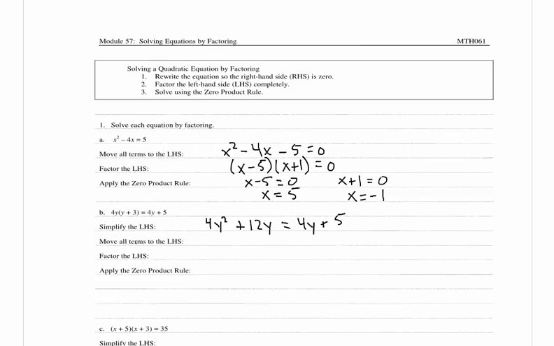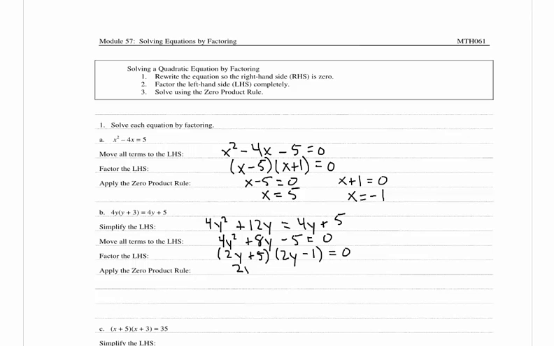And now they want us to move all the terms to the left-hand side. So we're going to subtract 4y and subtract 5 from both sides, and we get 4y squared plus 8y minus 5 is equal to 0. And now they want us to factor, and 4y squared plus 8y minus 5 factors to 2y plus 5 times 2y minus 1, and that's equal to 0.